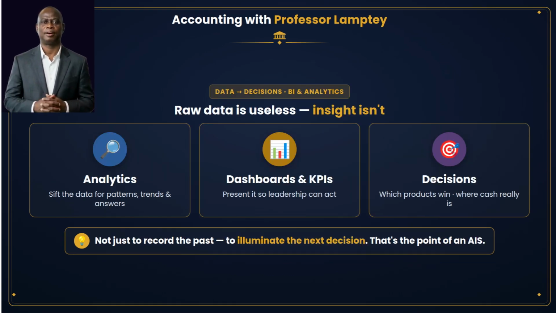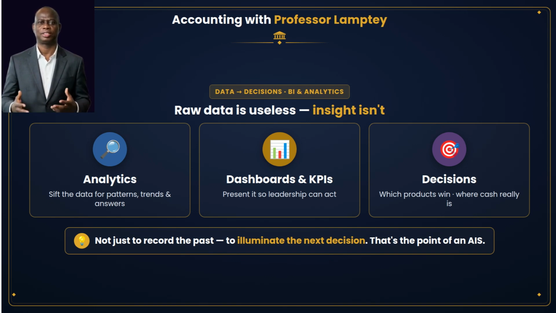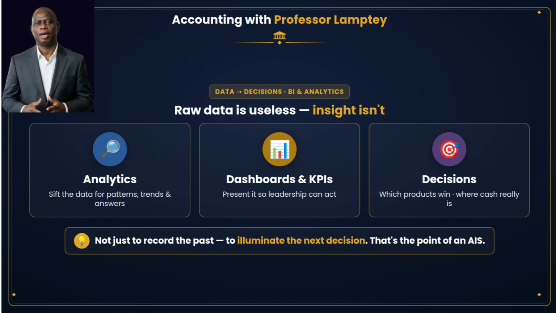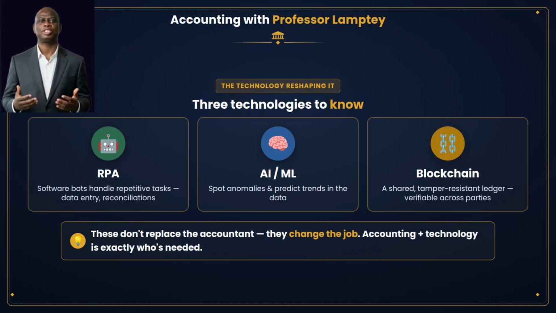Here's where it all pays off. Raw data on its own is useless. The goal is turning it into decisions. That's business intelligence and analytics, tools that sift the company's data for patterns, trends, and answers, and present them as dashboards and key metrics leadership can act on. Our one sale, joined with a million others, reveals which products are winning, which regions are slipping, where the cash really is. That's the whole point of an accounting information system, not just to record the past, but to illuminate the next decision. And this world is changing fast.